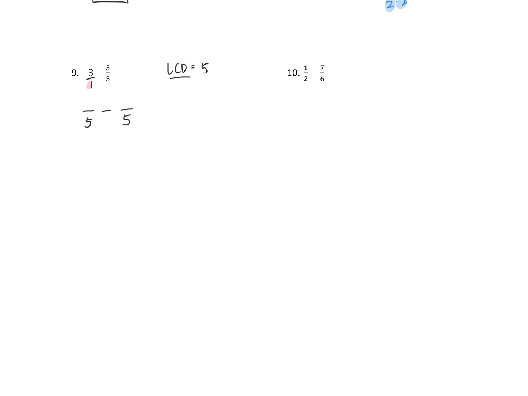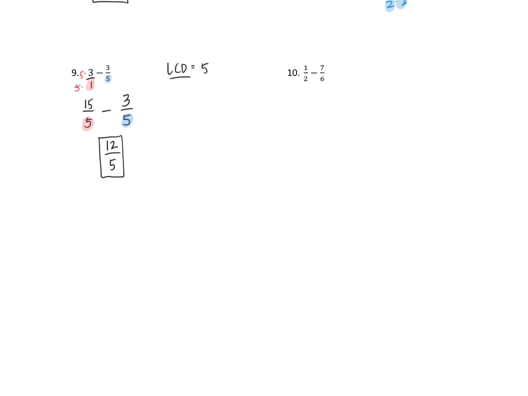The first fraction, we have a 1. 5 divided by 1 is 5, so we need to multiply the top and the bottom of that fraction by 5. So we have 15 over 5. The second fraction, we want it to be a 5. We already have a 5, so we don't have to change anything with that fraction, so it stays the same. Now that we have a common denominator, we can subtract. So 15 minus 3 is 12, and that's it, 12 fifths.